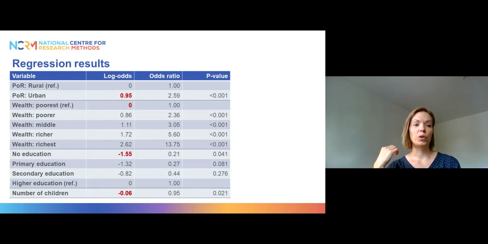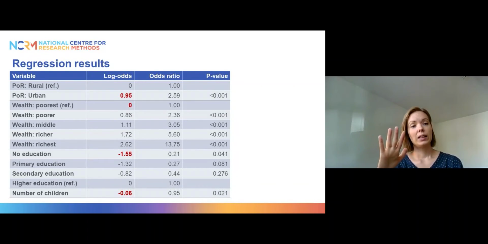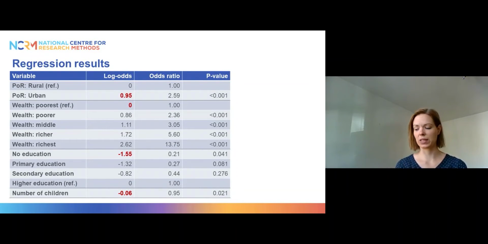For place of residence, the woman lives in an urban area, so the log odds value that we need is 0.95. For wealth, the poorest category is actually the reference category, so its corresponding log odds value is 0, and that cancels out from our equation. Then for education, we have minus 1.55, and for number of children, we have minus 0.06.